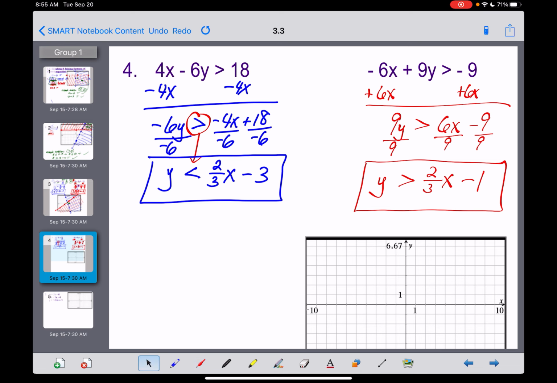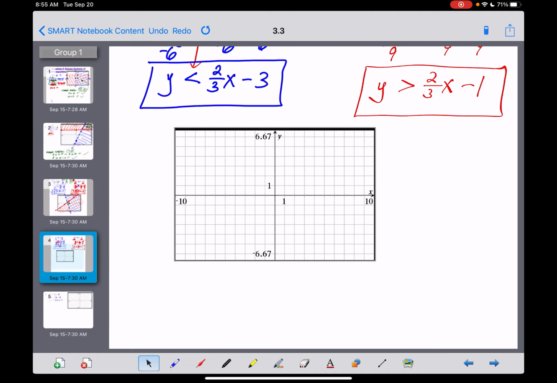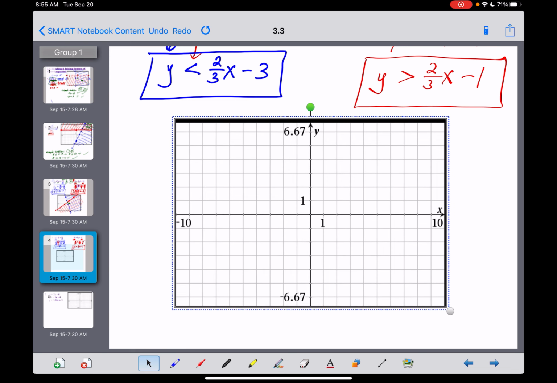And as we're just about to get started graphing this, I want you guys to take a look at these two lines that we've come up with here in the blue box and in the red box, and you might notice something interesting is about to happen. And if you didn't, well, you'll probably notice when we graph it.